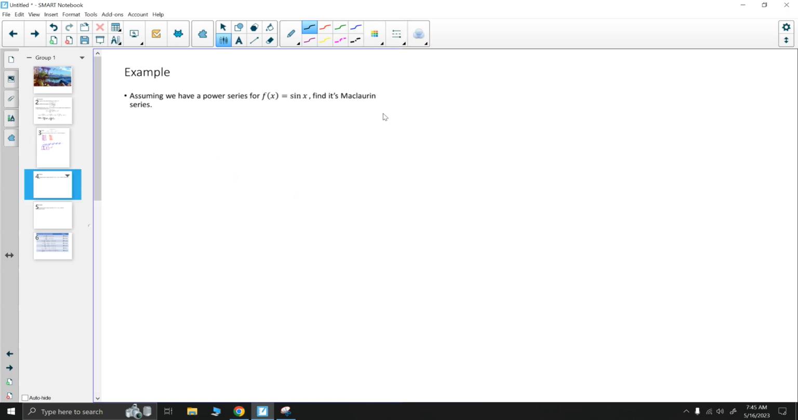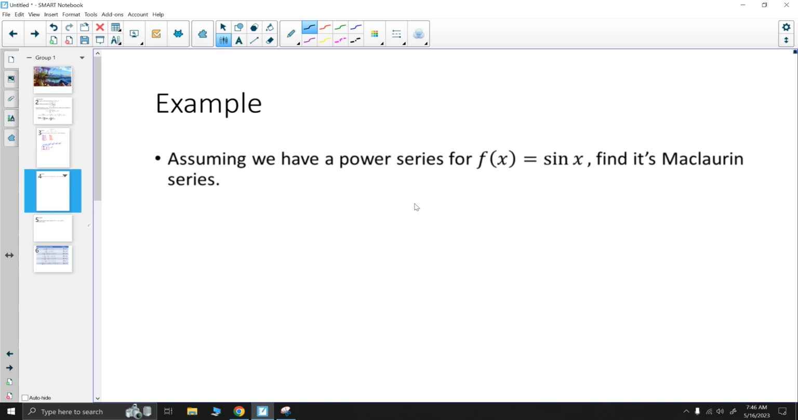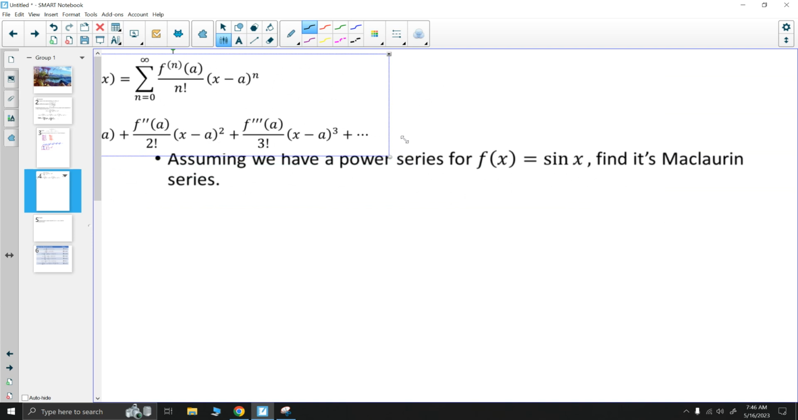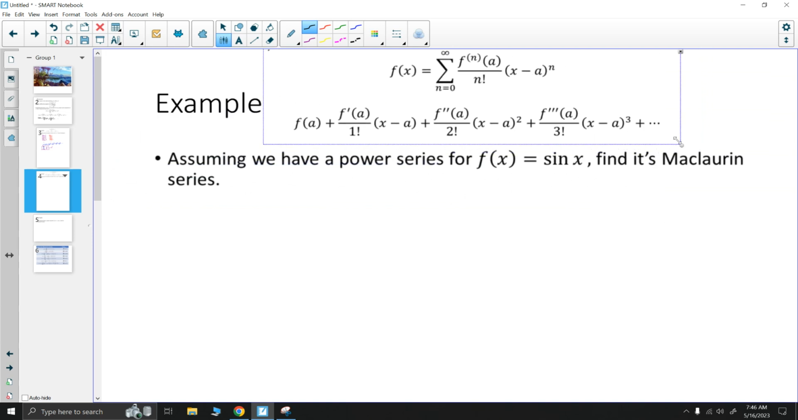Let's take a look at another one. So sine x is another classic one. I've talked about it before, but it's another one that we write as a power series, specifically a Taylor series, or even more specifically, a Maclaurin series. So again, we're going to go off the same thing as before. I'm going to paste this in just so we have it as a reference.